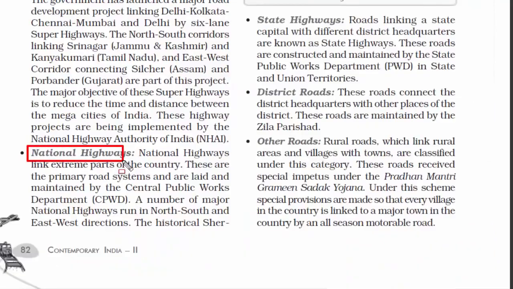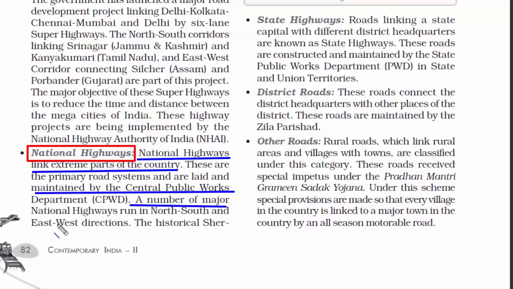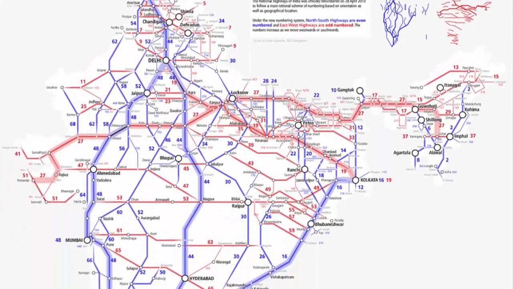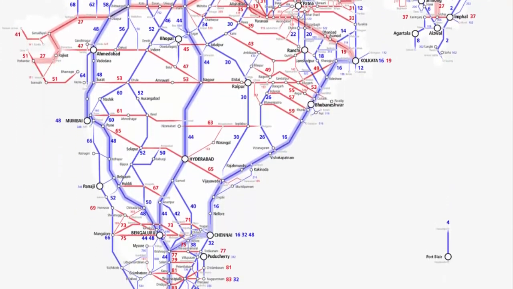So the second one is national highways. Basically, national highways link extreme parts of the country. Or you could think of it this way, that national highways connect a state with another state. They are usually maintained by the central government body known as the Central Public Works Department. And many major national highways run in north to south and east to west direction. So in this map, you can take a look at some of the national highways of India.